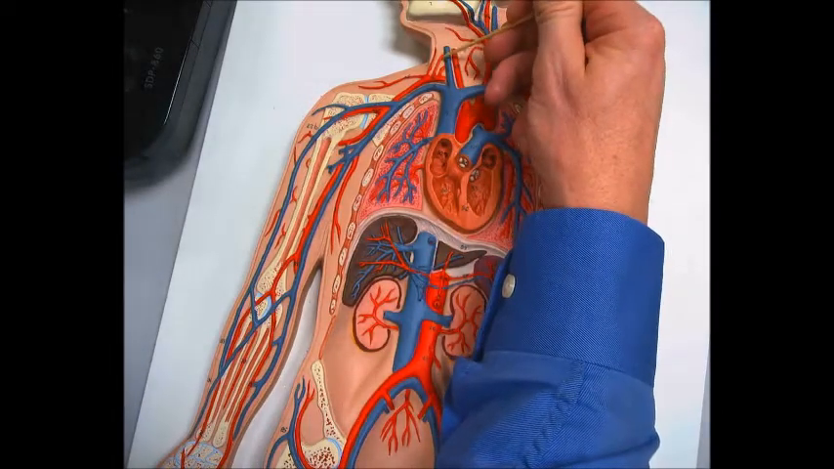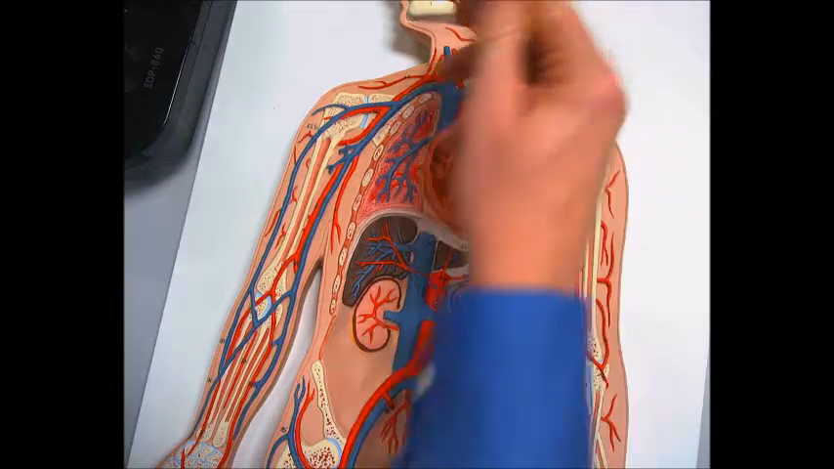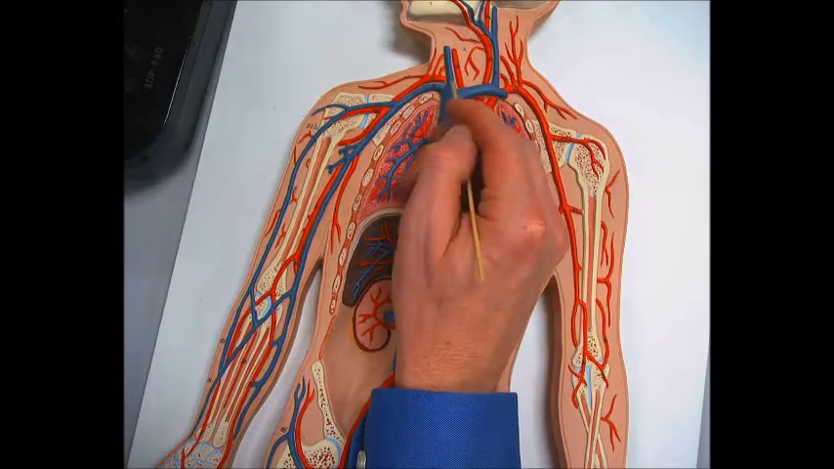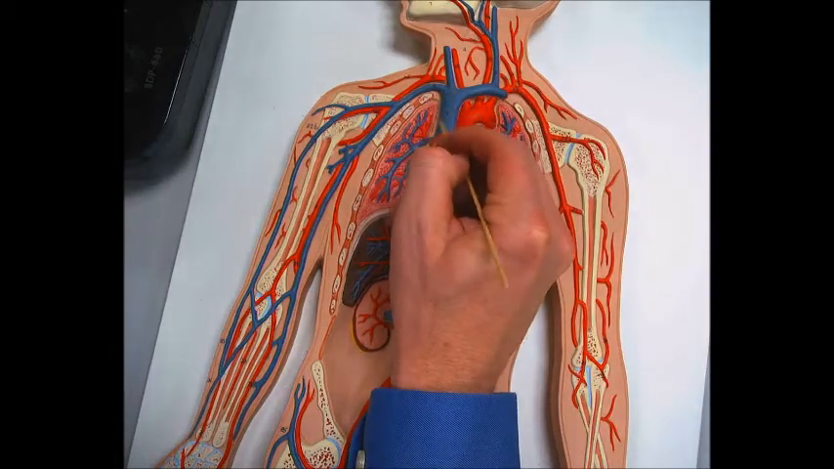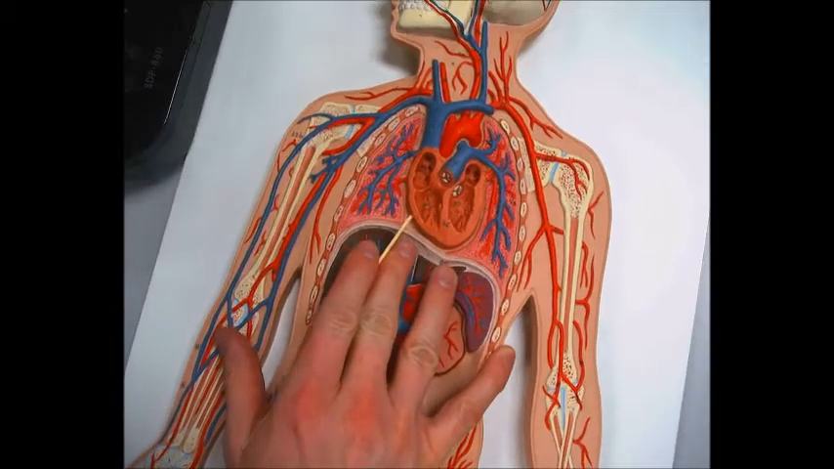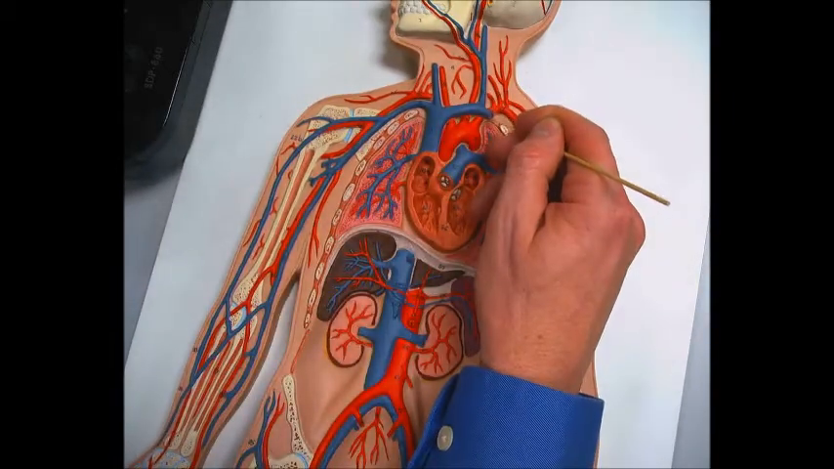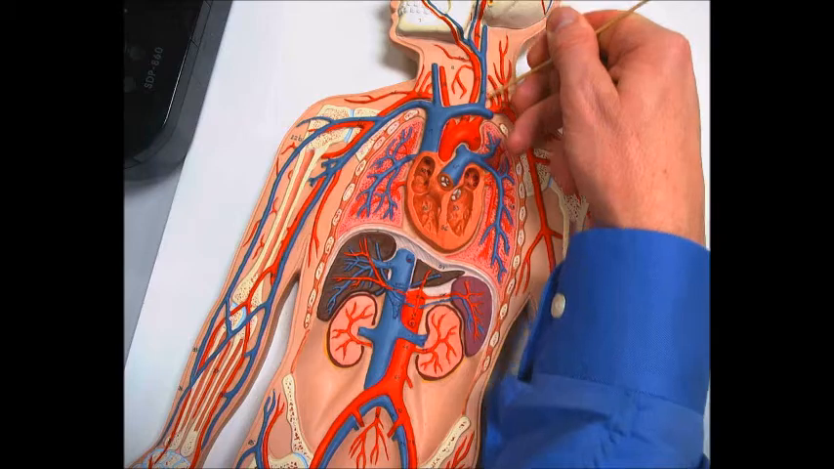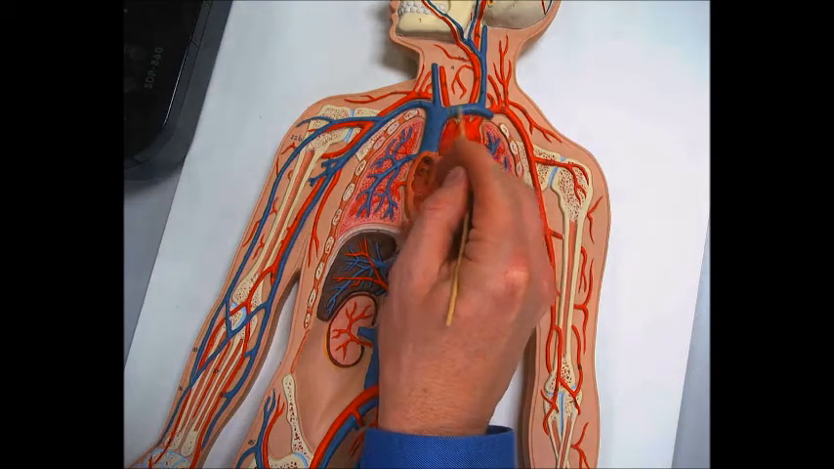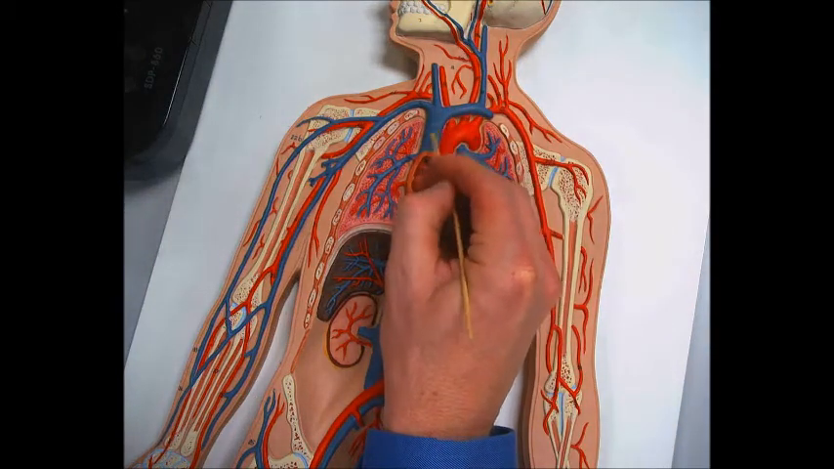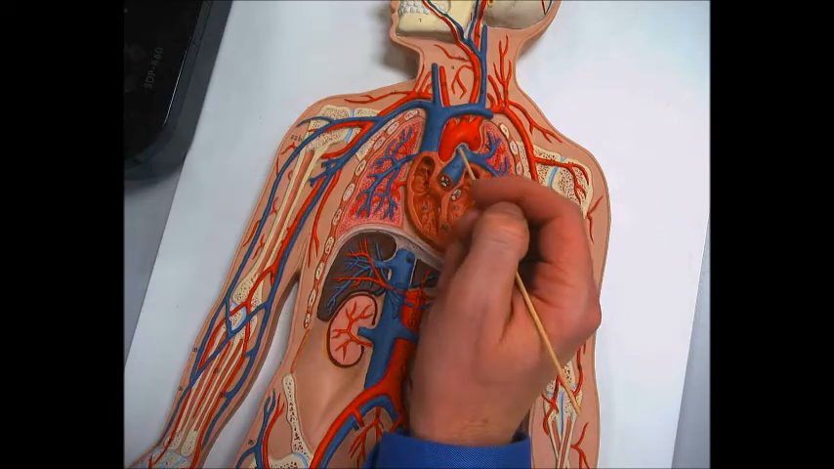Coming down from the head here would be the right external jugular vein. When those two come together, you have a right brachiocephalic vein dumping into the superior vena cava. On the other side, left subclavian vein, left external jugular vein becoming the left brachiocephalic vein, and again dumping into the superior vena cava.